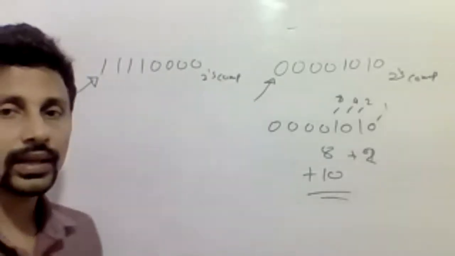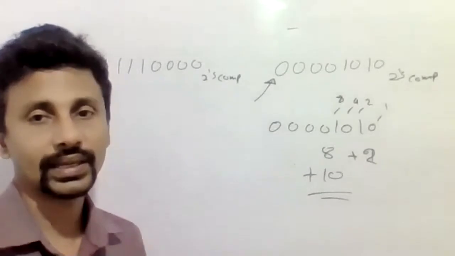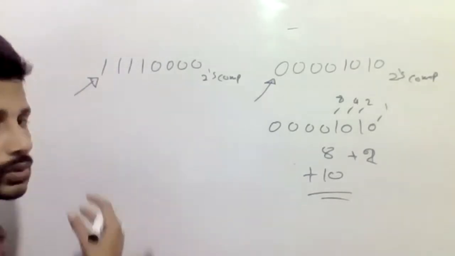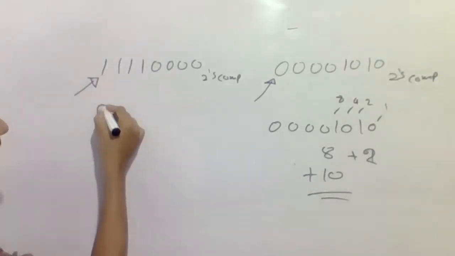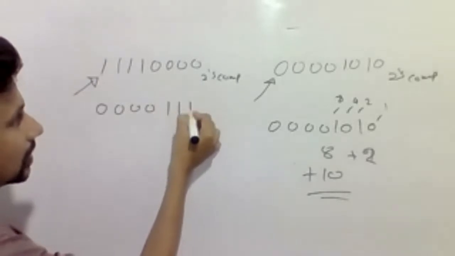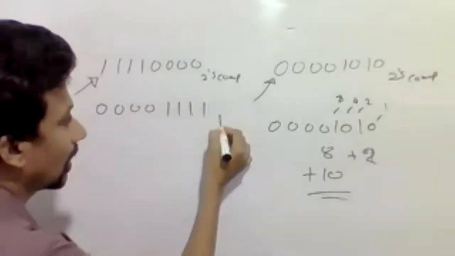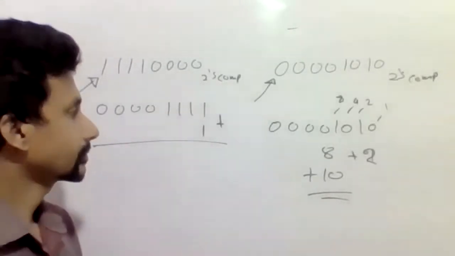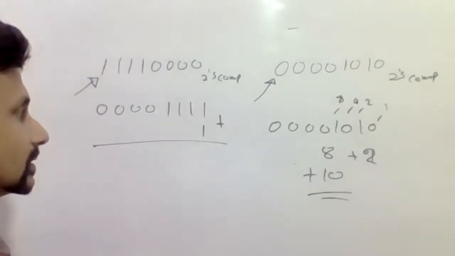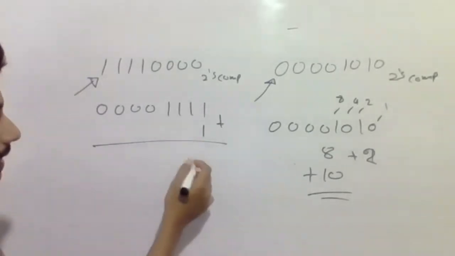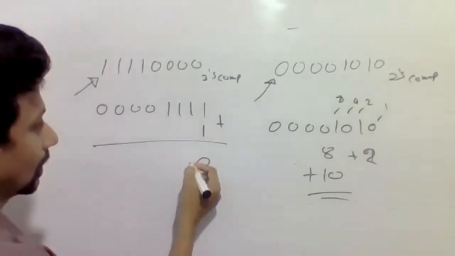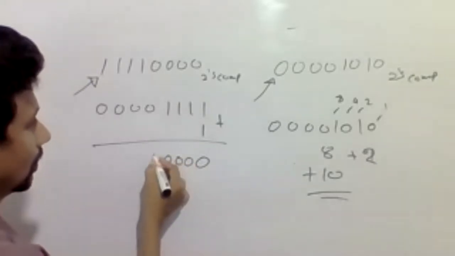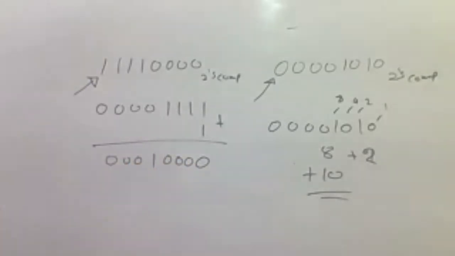So if you get a 1, that means you decide it is a negative value. First you decide, okay, this is a negative value. Then you are going to flip the bits: 0, 0, 0, 0, 1, 1, 1, 1. Then add 1 to the LSB, that is the last value. So here you get 1, 0, again 0, 0, 0, 1, 0, 0, 0.